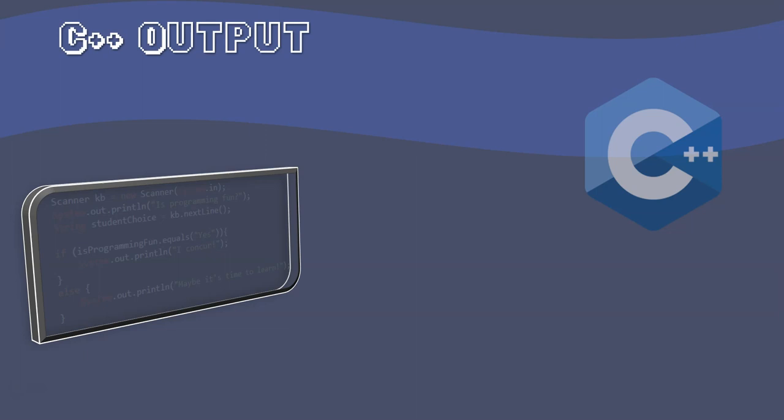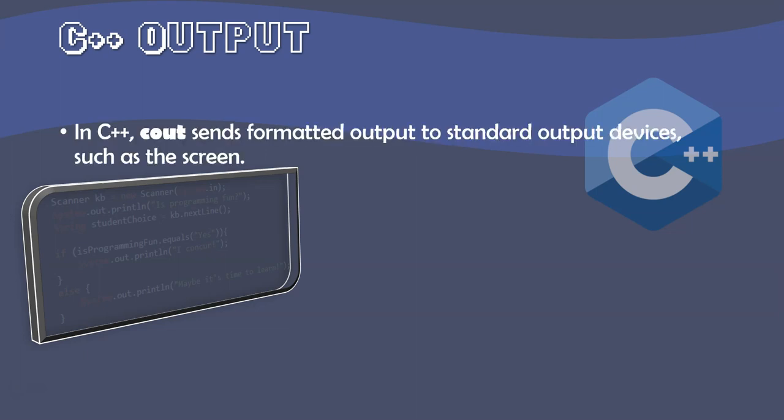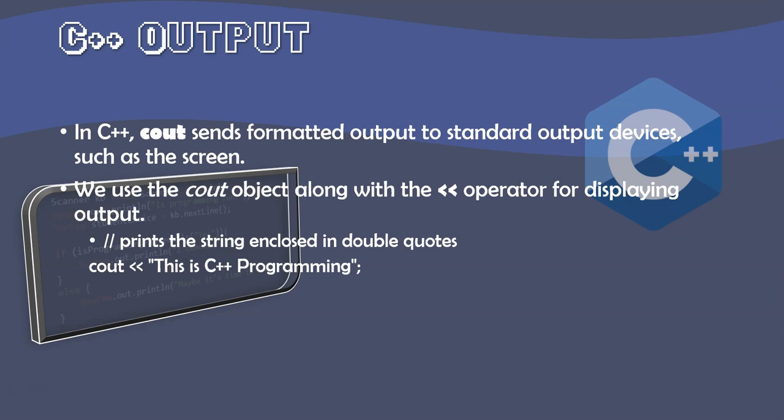All right, let's talk about C++ output. In C++, cout will send formatted output to standard output devices such as the screen or the console, as we have referred to it in the past. We can use the cout object along with the double bracket operator for displaying output. Notice that the double bracket operator points to the left, so it's a left-facing bracket. In this example, we have cout, left double bracket, "This is C++ programming." This will simply print out whatever we have in that string literal.